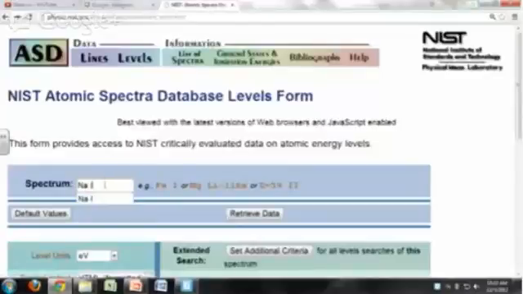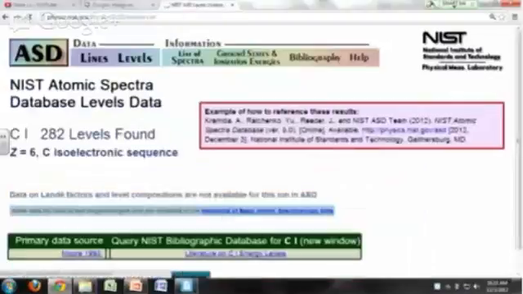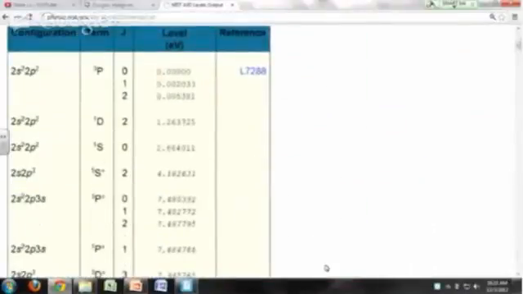What if we were to do carbon? Carbon, Roman numeral 1, right? Retrieve data. And here's the ground state of carbon.